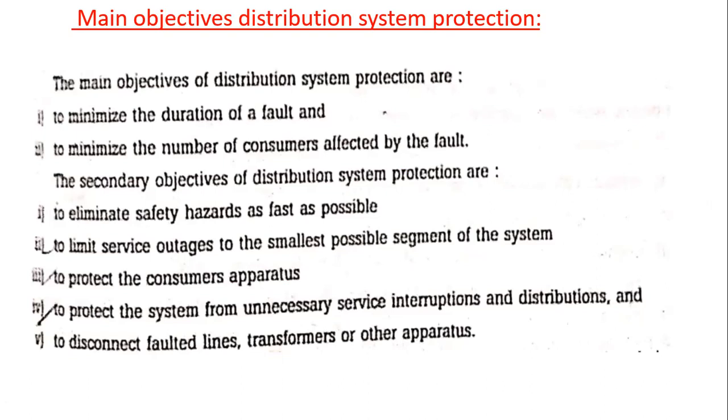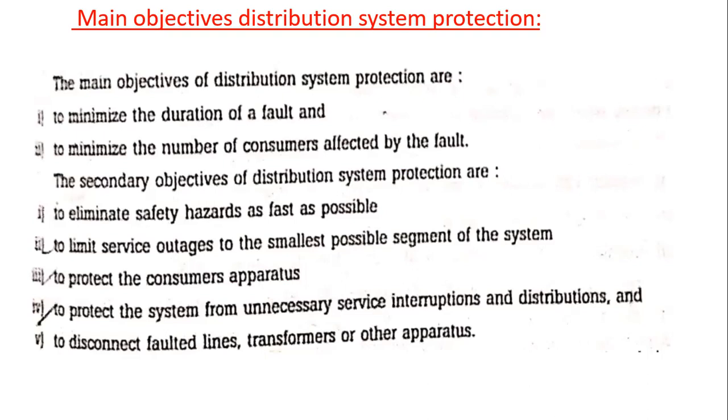Basically, we have two types of objectives in distribution protection systems: main objectives and secondary objectives. Coming to the main objectives, first of all we are reducing the duration of the fault and also the number of customers affected by those faults. These two are the very important considerations for giving protection to the distribution systems.